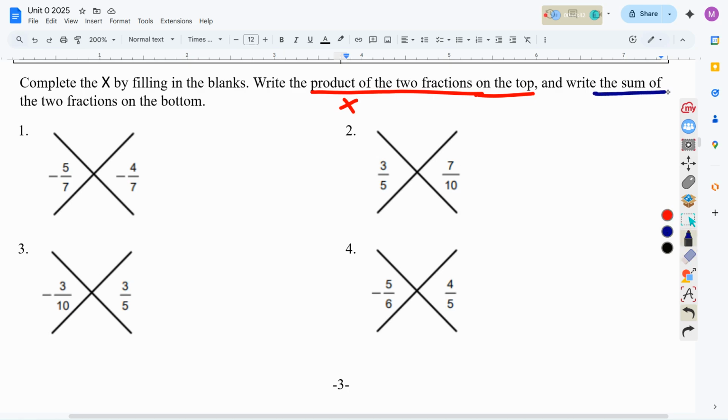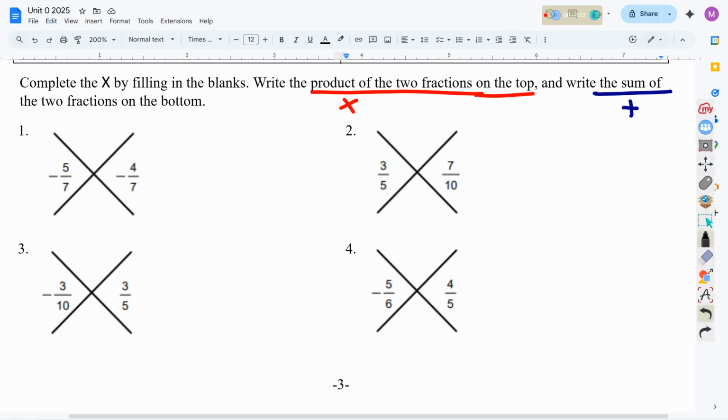And then we're going to write the sum on the bottom in this blank right here. That's where we're going to put the sum, okay? And the sum of two numbers is what you get when you add them, okay? So the sum of 3 and 2 is 5, right? So the sum of 3 and 2 is 5, but the product of 3 and 2 is 6. Okay, we might sometimes just call this the number that they multiply up to, or the number they add up to, but you guys want to know this vocab too.